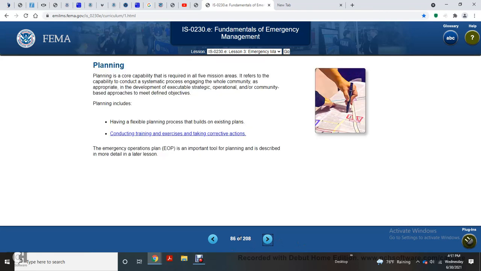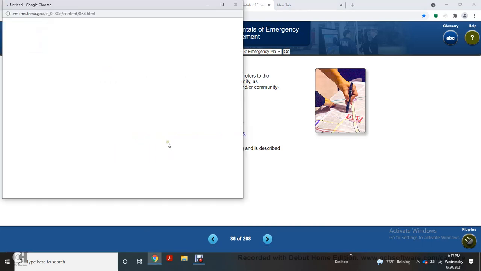Alright, planning is a core capability that is required in all five mission areas. It refers to the capability of conducting a systematic approach and engaging the whole community appropriately to develop executable strategic, operational, and community-based approaches to meet the defined objectives. Plans include having a flexible process of building on existing plans, conducting training and exercises, and taking corrective actions. The emergency operations plan, or EOP, is an important planning tool, described in more detail later in this lesson.